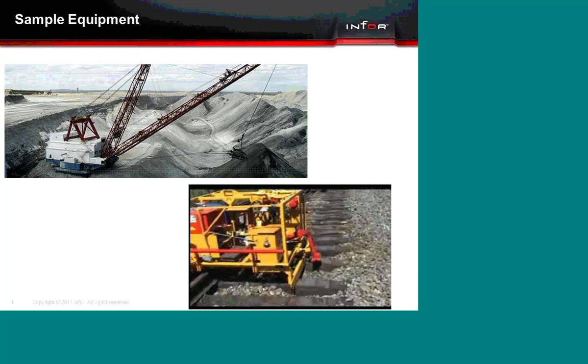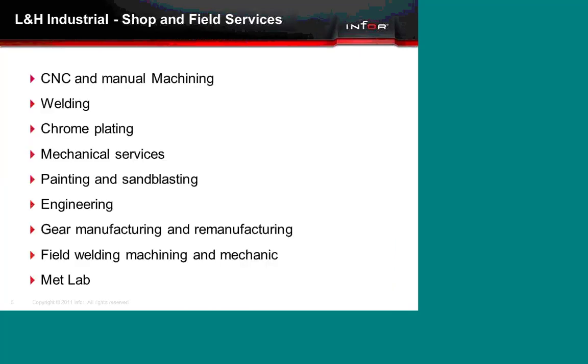This is a picture of a dragline, which is a large earth-moving machine, and we can rebuild or manufacture new almost any mechanical spare on that. The railroad machine on the lower right is a pre-gauger. That's one that we designed and we manufacture. So that gives you an example of the variety that we are dealing with.